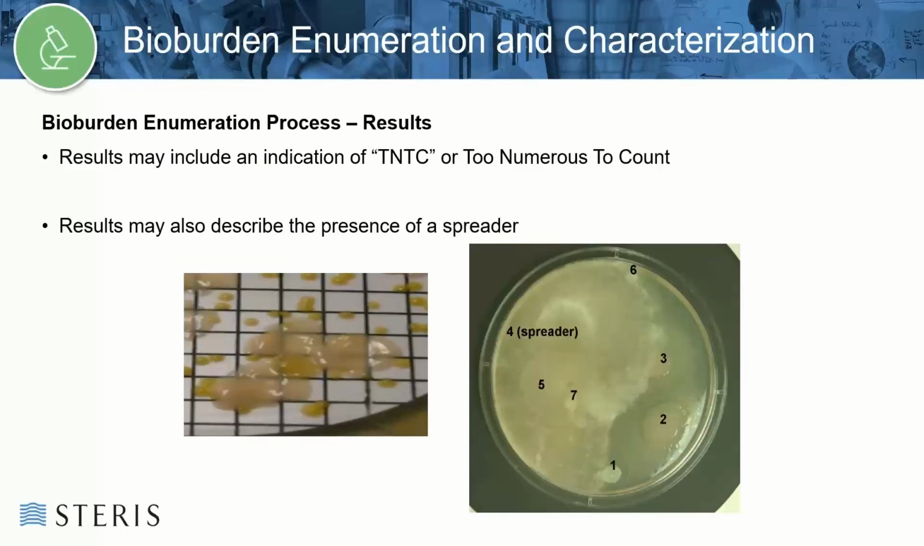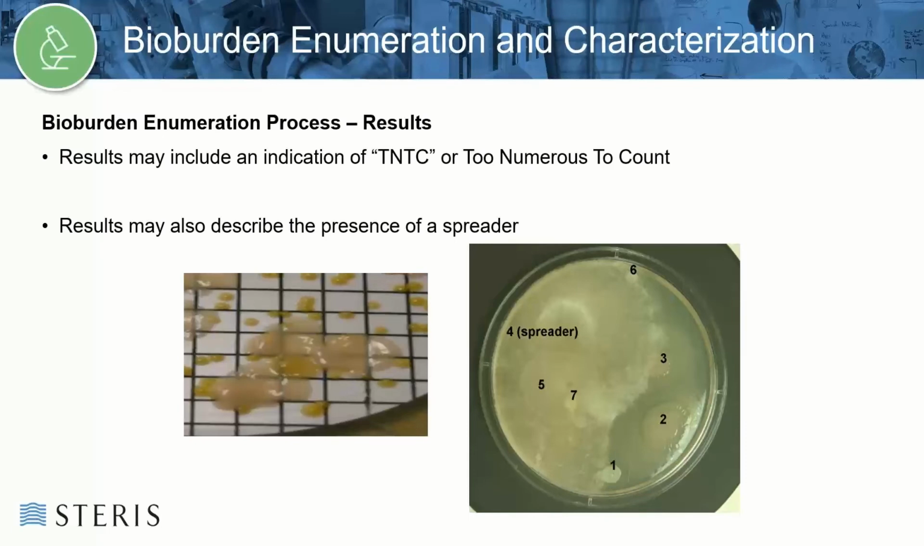When looking at results, it's worth noting that difficulties may occur in the counting process, and these will be recorded as follows. Results may include indication of TNTC, or too numerous to count. These are individual colonies that are indistinguishable due to the high numbers of colonies on the filter membrane or in the pour plate agar. These are values outside of a countable range, typically greater than 300 CFU.